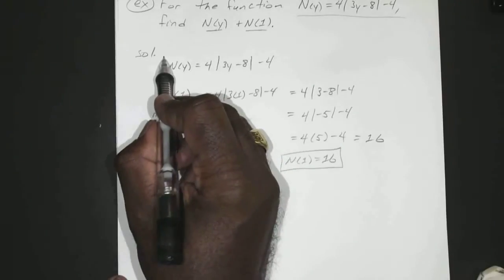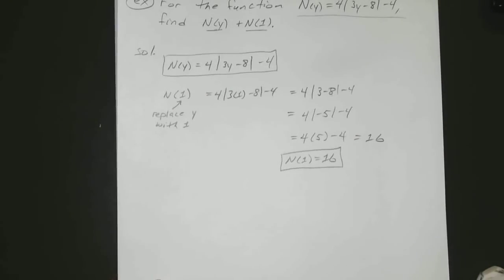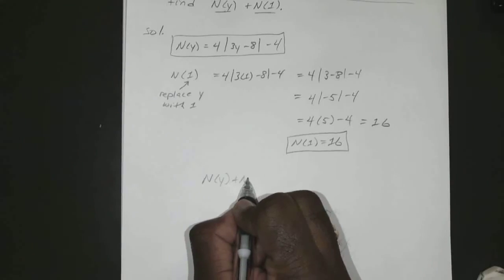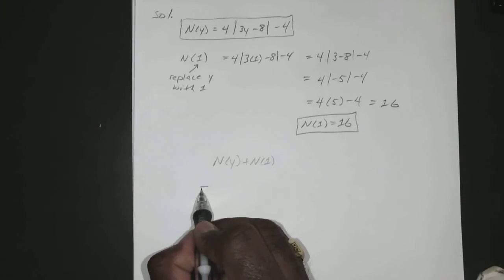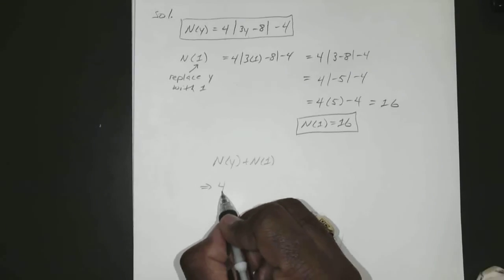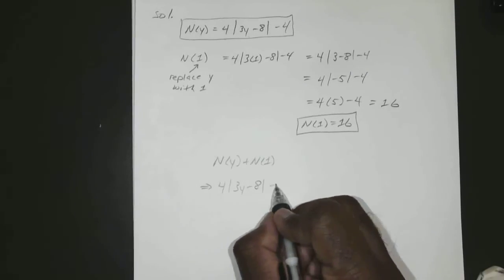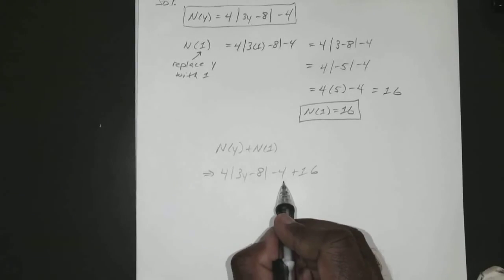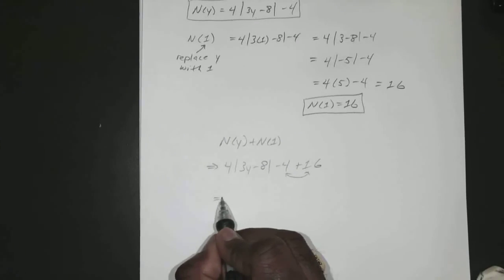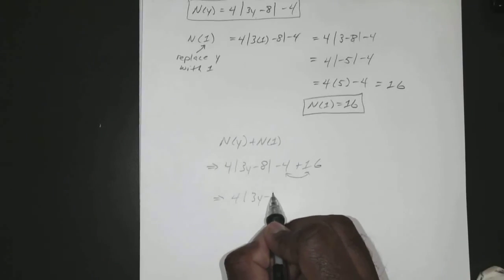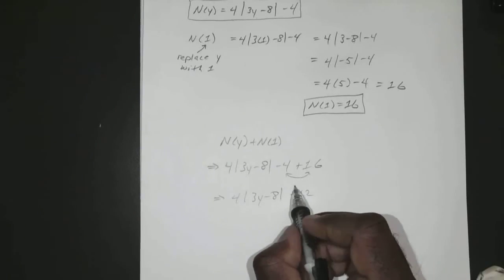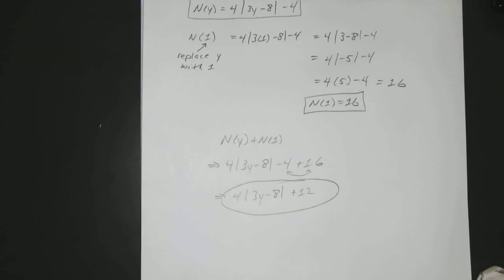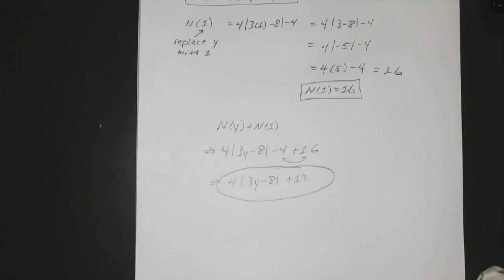So we have our n of 1, and we have our n of y. So now we just add them together. So our n of y plus n of 1, you can just make that 4 times the absolute value of 3y minus 8 minus 4 plus 16. You can combine those two. So that would give you 4 times the absolute value of 3y minus 8 plus 12. And that would be your answer, since you can't really simplify it any more than that. All right, so any questions on that one?